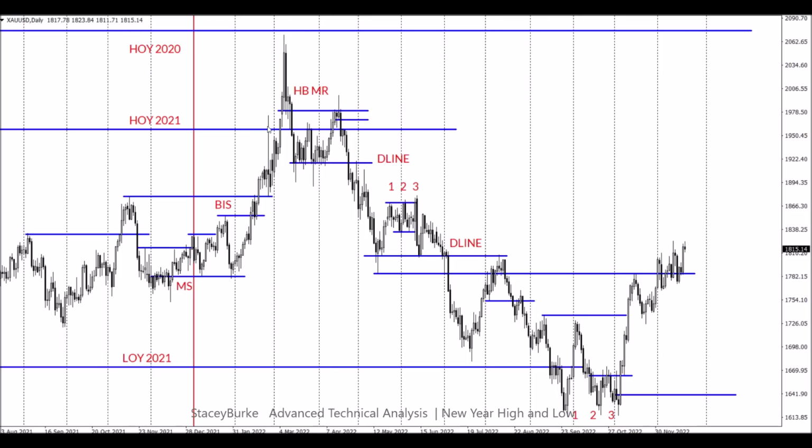Month 1, month 2, our initial balance extended the range. Month 3 blows off. Level 3 typically blows off in the direction of the trend before breaking down, going into consolidation, retesting the high bull major resistance level.